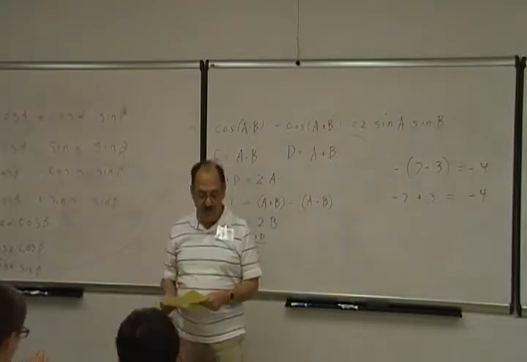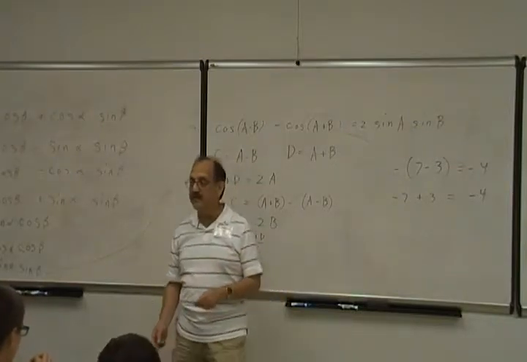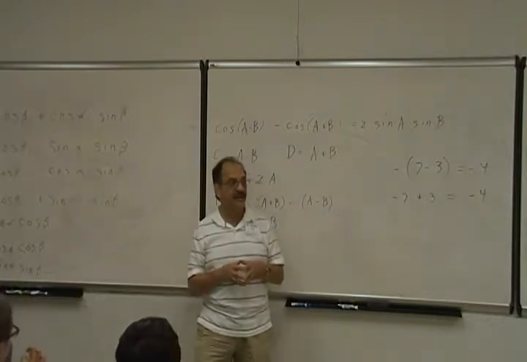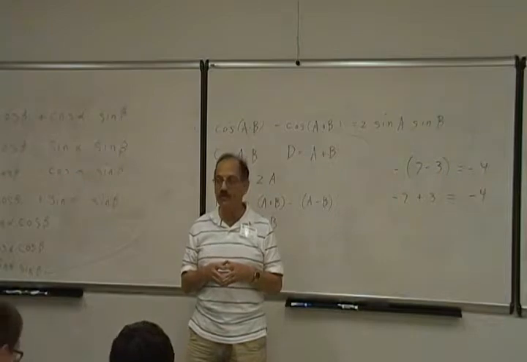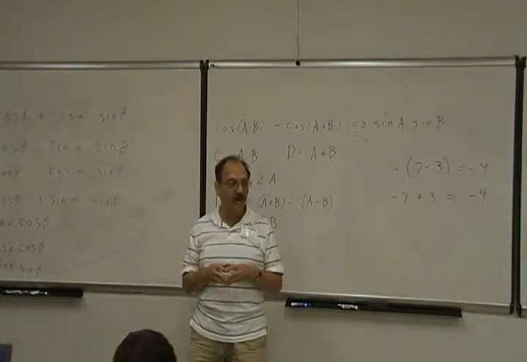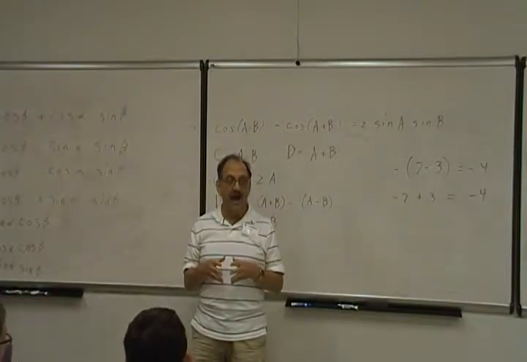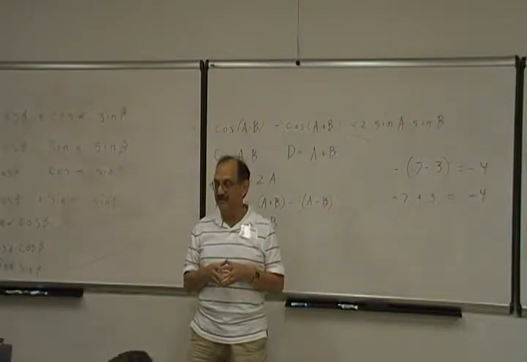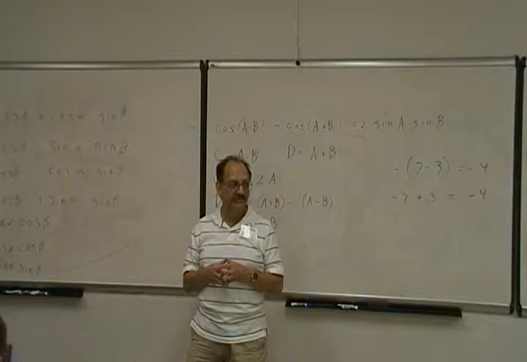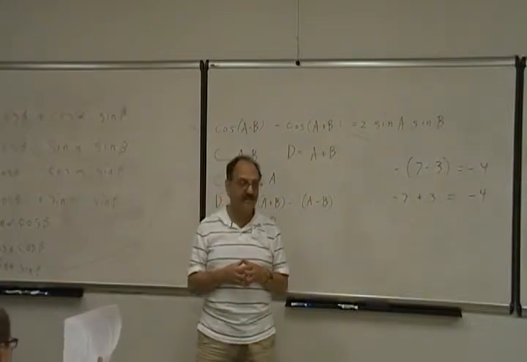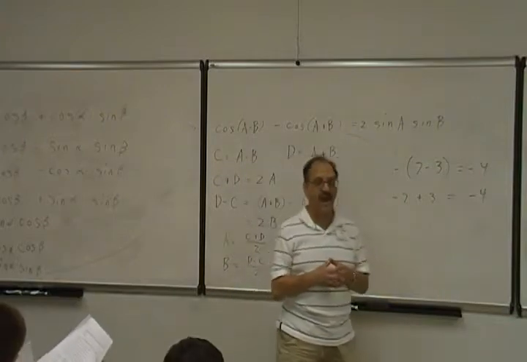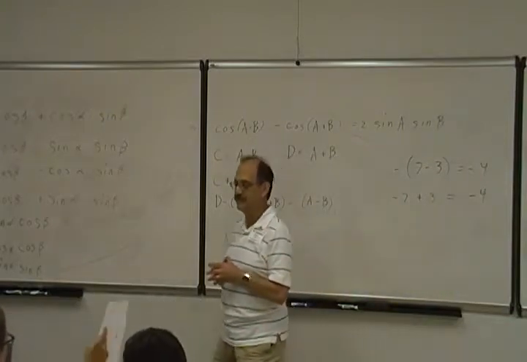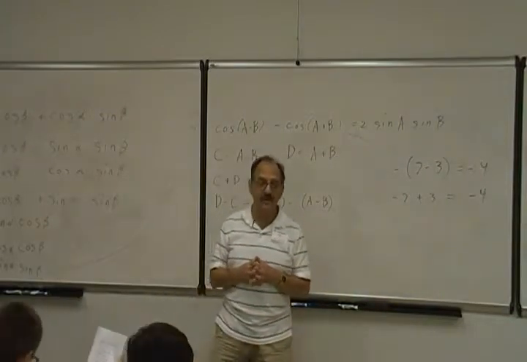I also asked an open-ended question last time. What is the smallest angle you can get the sines and cosines of? The smallest whole number of degrees. Has anybody thought about it? How do you get 15? 45 minus 30. How do you get 7.5? You divide 15 by 2.